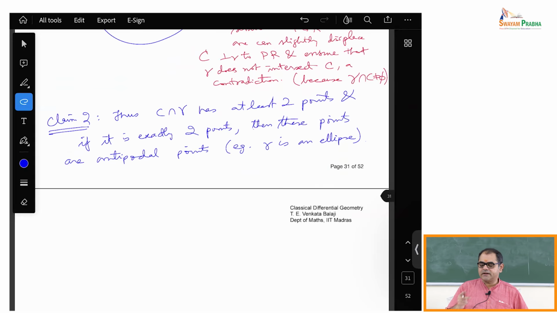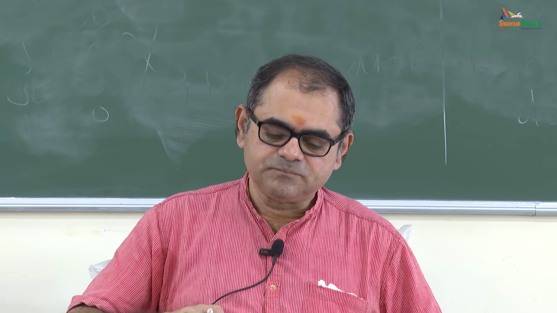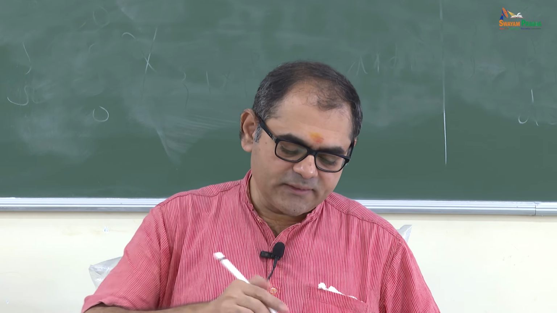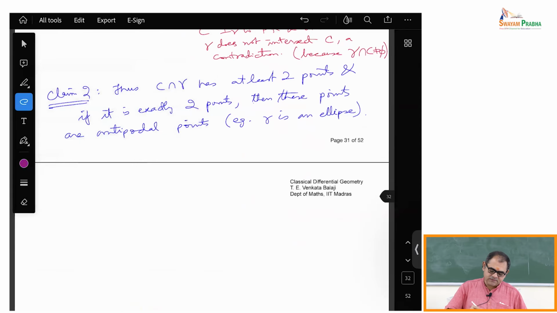So there are at least 2 points. Now, what I am going to say is that, as you can see, let me draw a generic picture like this. So I have a picture like this. So I'll draw. Okay.